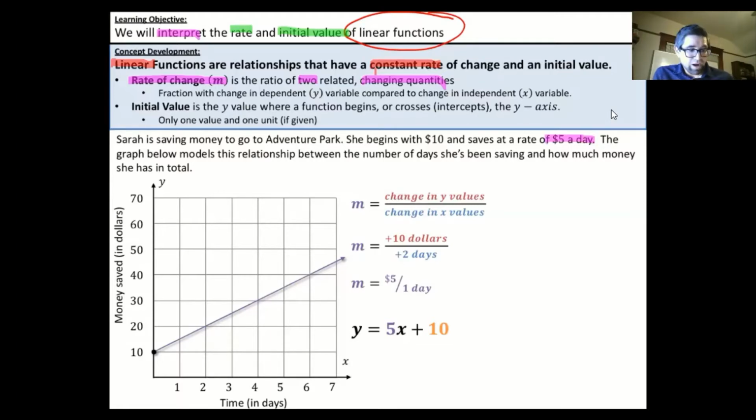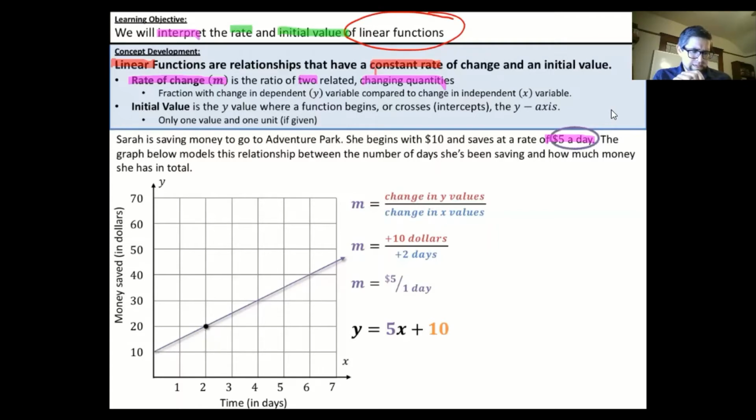It goes on to say the graph below models this relationship between the number of days she's been saving and how much money she has in total. Let's look at the graph now and see if we can understand where the rate of change is on the graph. So I see that I have a line, and I believe I have an animation that might help us see the two changing quantities. Let's look at a point as it moves up the line and see how the two things change together.